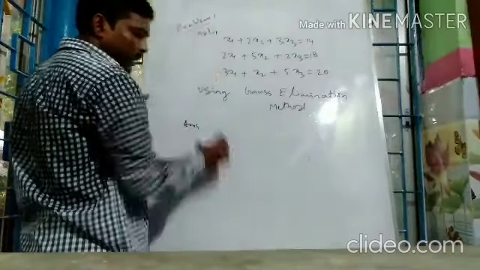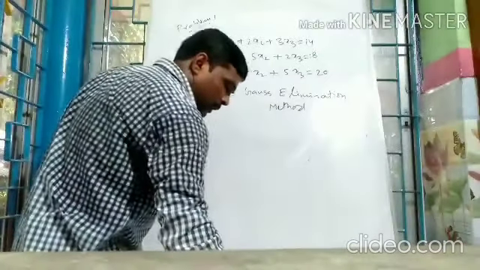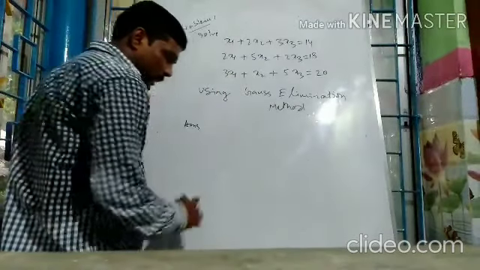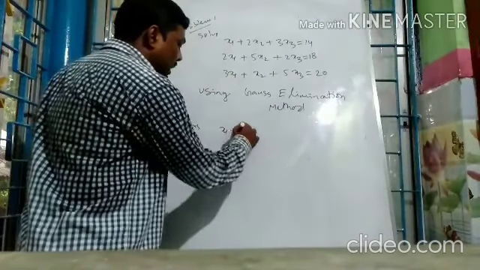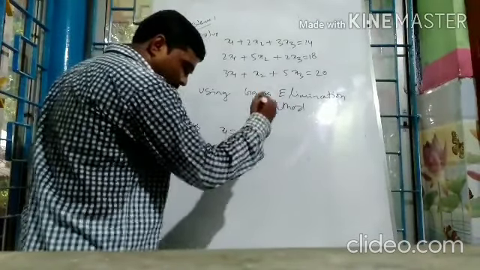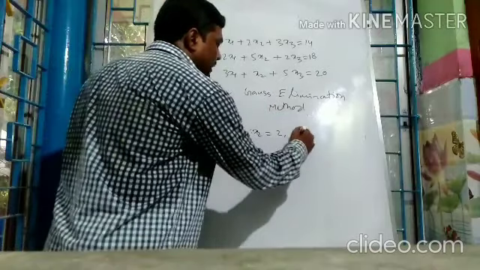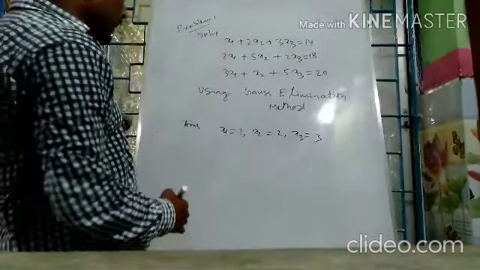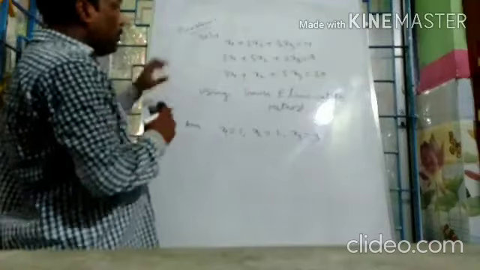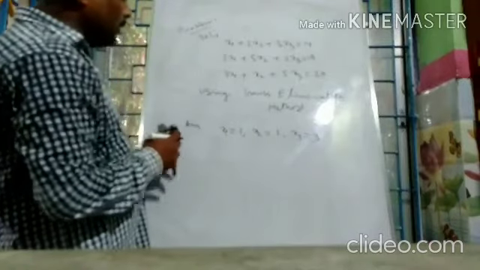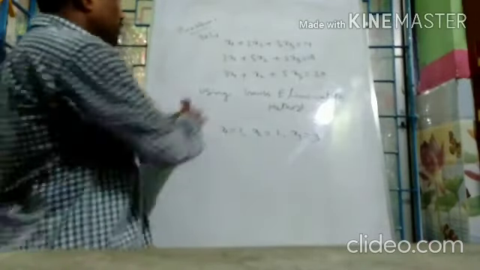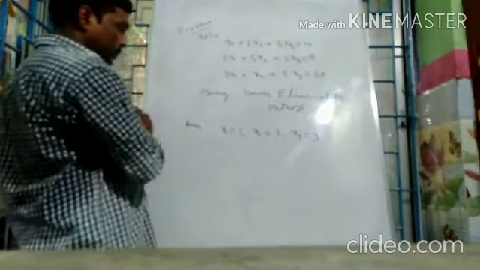The answer is x1 equals 1, x2 equals 2, x3 equals 3. So solve this system of equations using the Gauss elimination method. The solution is x1 equals 1, x2 equals 2, x3 equals 3. This is homework 1. Next homework problem.